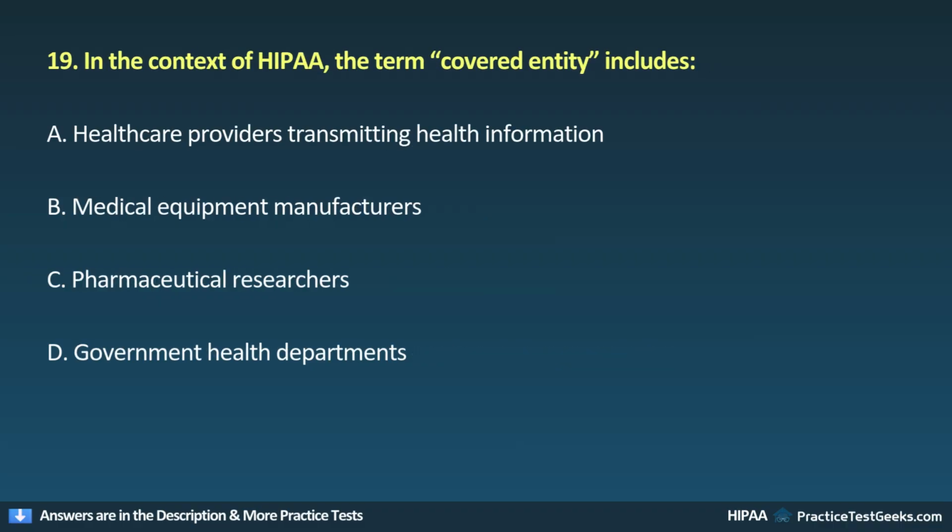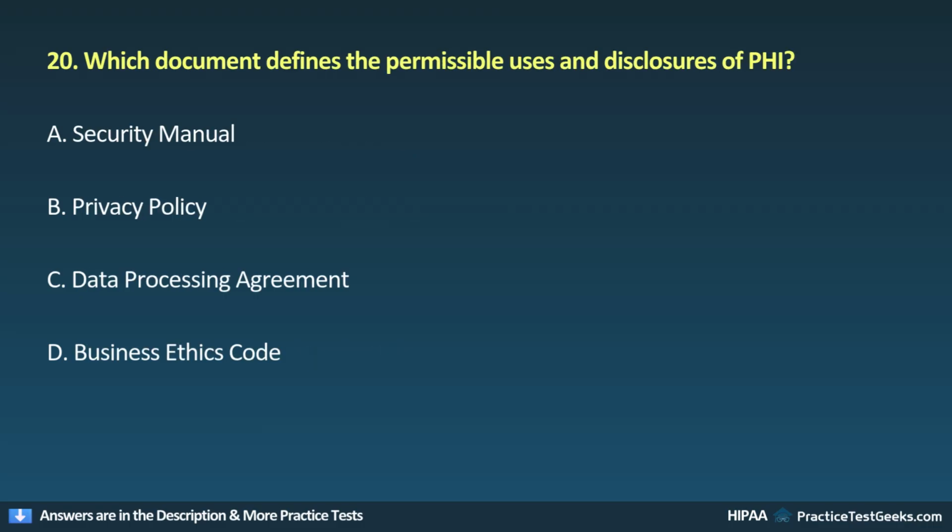19. In the context of HIPAA, the term covered entity includes A. Healthcare providers transmitting health information. B. Medical equipment manufacturers. C. Pharmaceutical researchers. D. Government health departments. 20. Which document defines the permissible uses and disclosures of PHI?